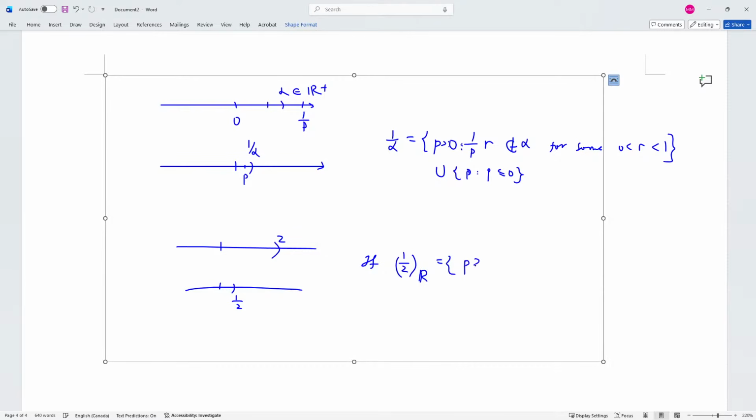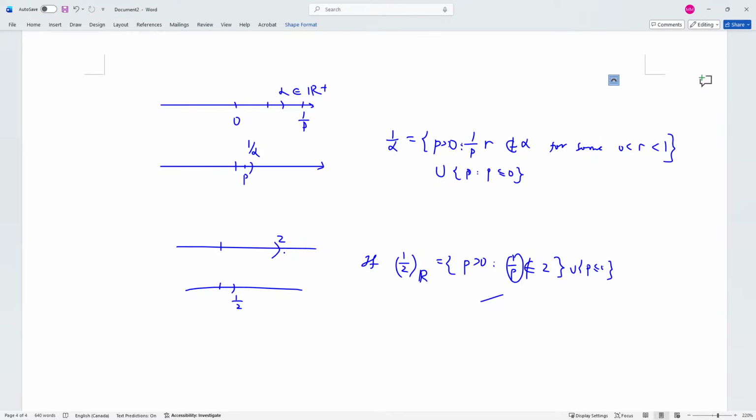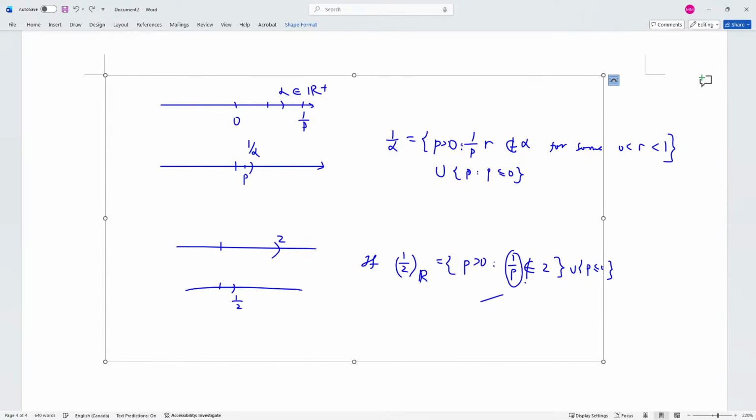So if I simply define the cut 1/2, to be pedantic, as P greater than 0, let's focus on the part greater than 0, such that 1 over P is not in 2, union the non-positives. That means 1 over P can still be 2. 2 is not in the cut 2. So simply requiring 1 over P to be not in 2 allows 1 over P to be 2, which means I allow P to be 1/2, and this is not what I wanted.